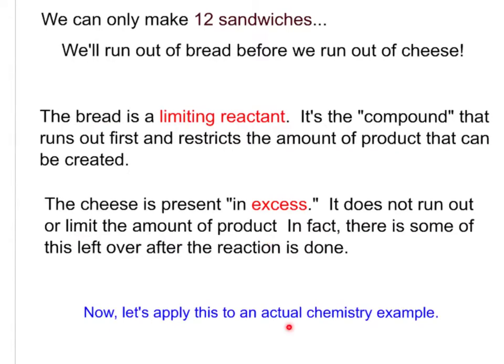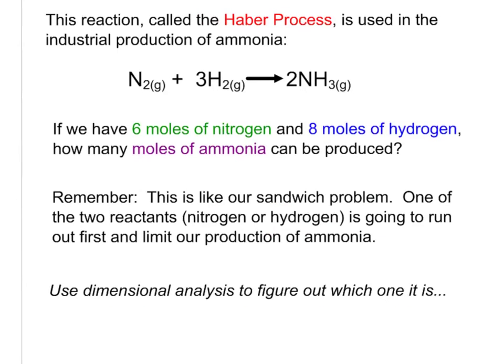So let's apply this to an actual chemical example. Let's look at a process called the Haber process. It's a reaction used in the industrial production of ammonia. And here it is right here. We have nitrogen gas and hydrogen gas producing ammonia gas. So in our problem, we have 6 moles of nitrogen and 8 moles of hydrogen. How many moles of ammonia can be produced given those numbers?